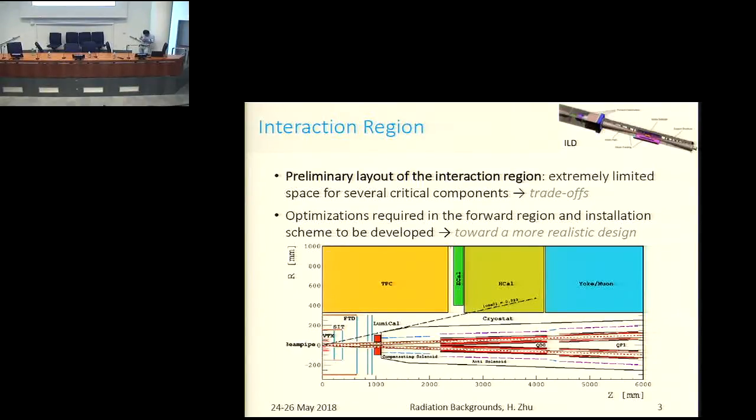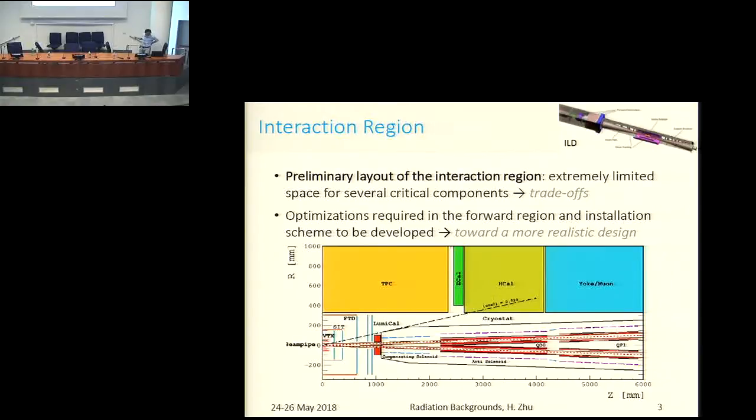I have to say this interaction region layout or design is quite preliminary. There are a lot of things we have to improve. We all understand the space is quite limited in this region, and that implies a lot of trade-offs between the detector and the machine. In particular, I would like to point out that in the forward region, those forward trackers are apparently placed down randomly. It requires a lot of work to optimize them.